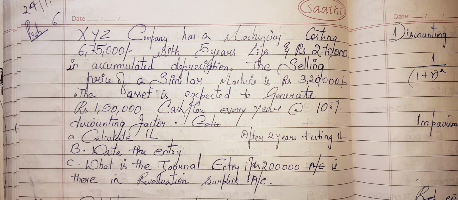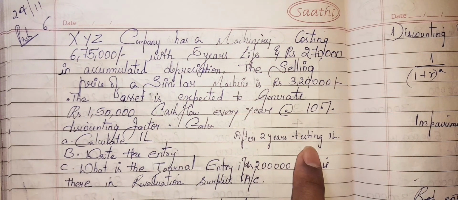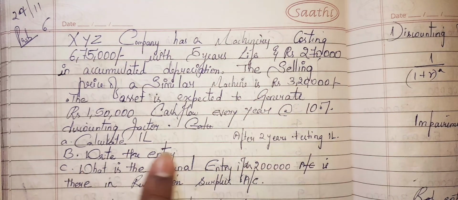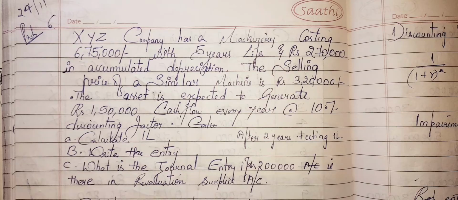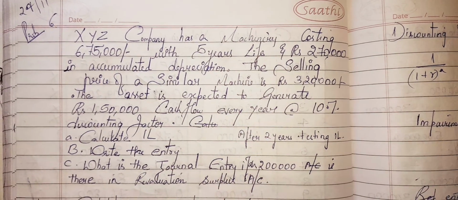suppose if that machine is sold, the selling price will be 3,20,000 rupees. The asset is expected to generate rupees 1,50,000 cash flow every year at 10% discounting factor. So the discounting factor is 10%. Calculate impairment loss after 2 years. The impairment loss is tested, so they are testing the impairment loss after 2 years. Write the journal entry. What is the journal entry if 2 lakh rupees is there in revaluation surplus account?